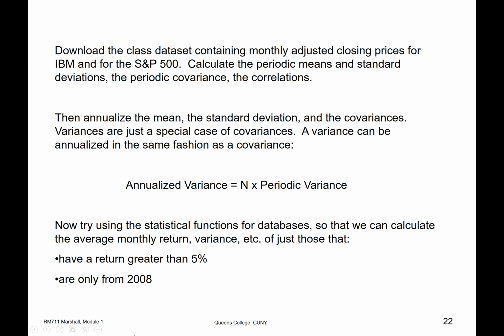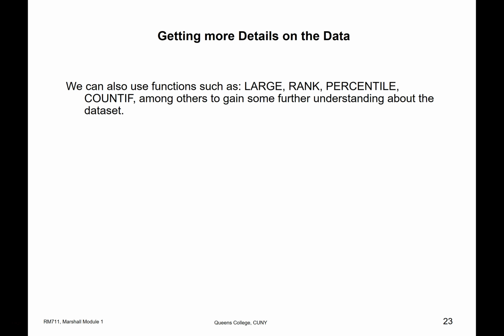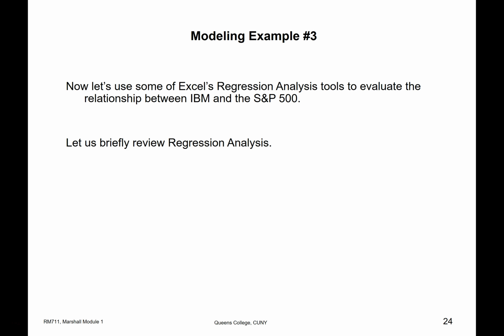So just jumping back to the notes here, we went through a bunch of these different statistical tools. I want to move over to model number 3, and this gets into using some of Excel's regression analysis tools to evaluate the relationship between two variables, in this case, of course, IBM and the S&P. So before we get into these tools, we want to just briefly review regression analysis. Right here, we're talking about multivariate statistics.